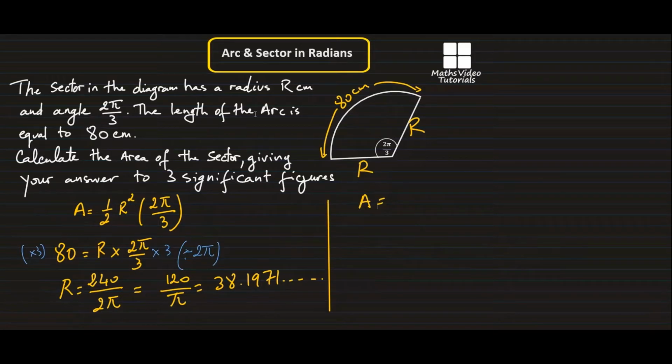So my formula here becomes half times r squared. R is this one here. I'm going to put it in brackets, 38.1971. I put it like this, right? And squared. And then times by 2 pi over 3. Okay, so let's plug all this into our calculator and see what we get. And the calculator gives me 1527.8874.